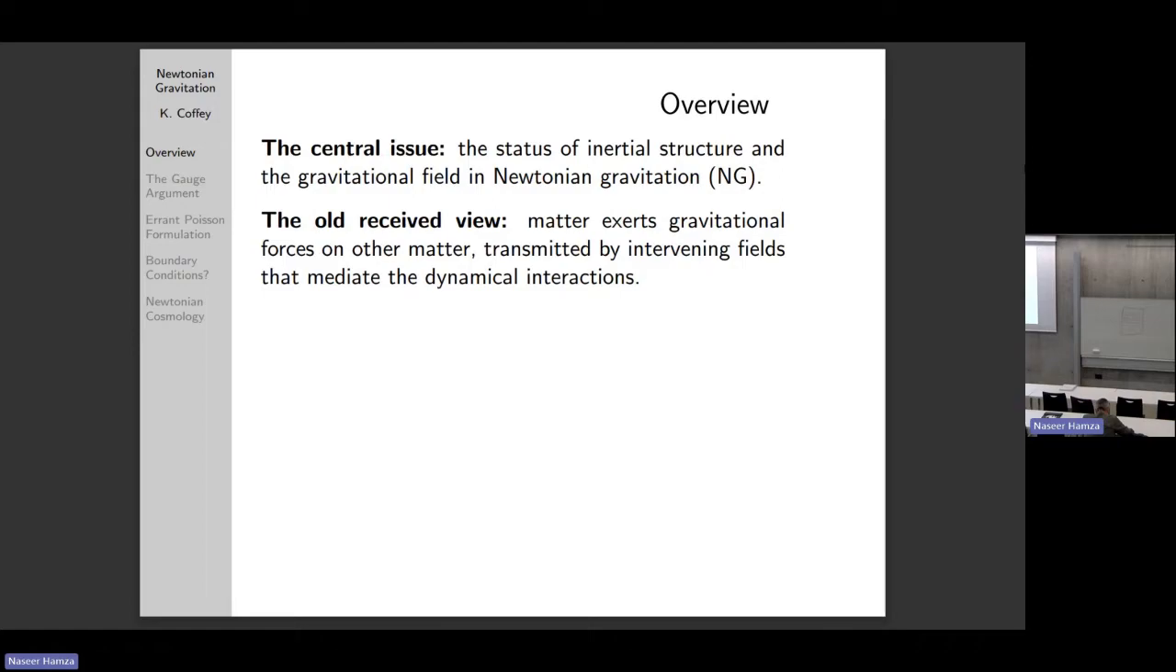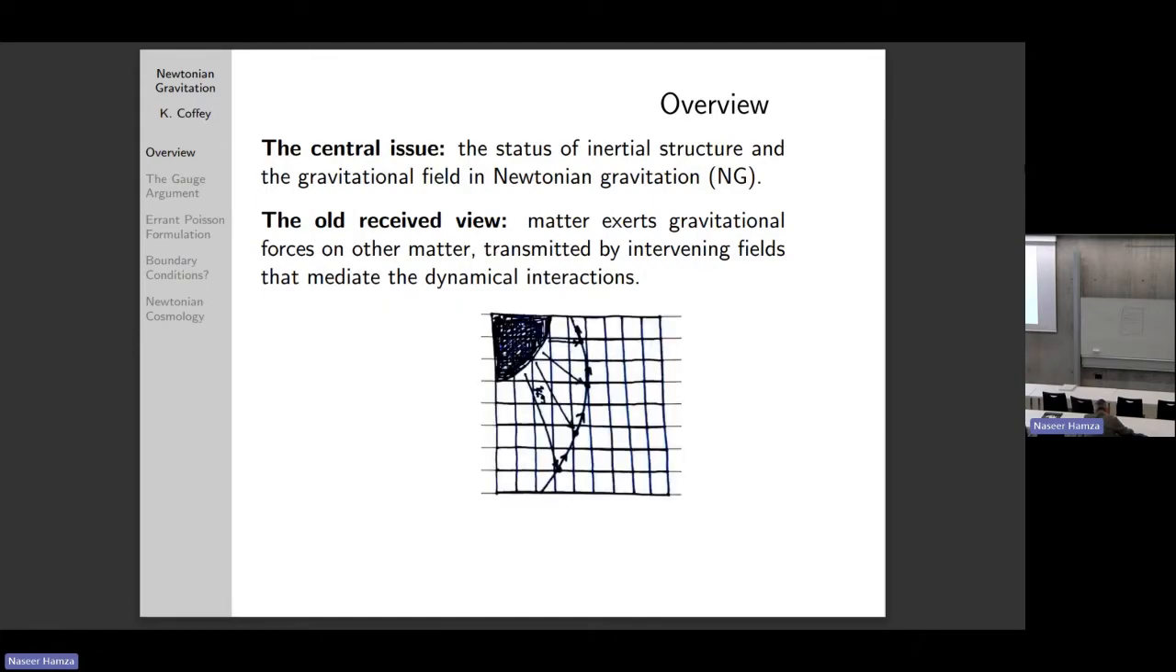And the idea is just that matter exerts gravitational forces on other matter, and that's transmitted by intervening fields that mediate the dynamical interactions. And here's a very childish diagram to help illustrate this. If you're familiar with some of the physics, you'll know that there are various things that are misleading about this diagram. I'll try to highlight a few of those along the way. But because some of this talk is going to be mathematical in nature, I want to have a couple diagrams to draw out the heuristic view that I'm getting.